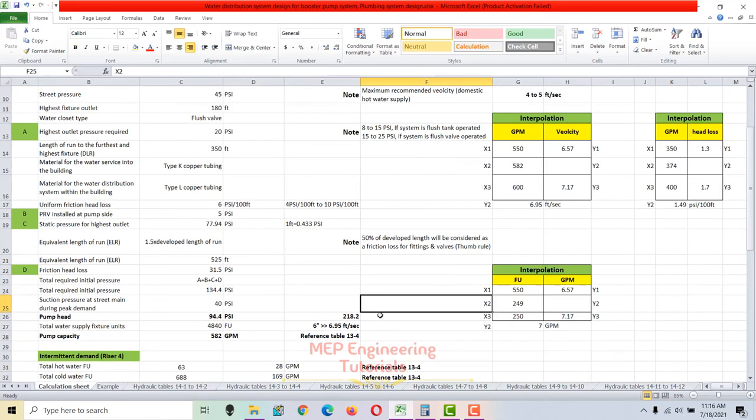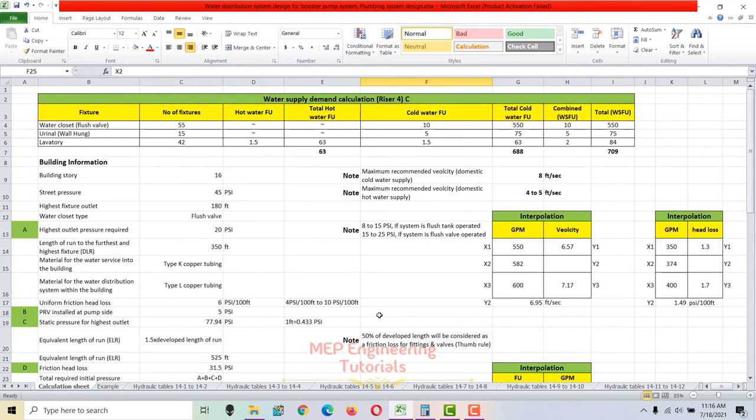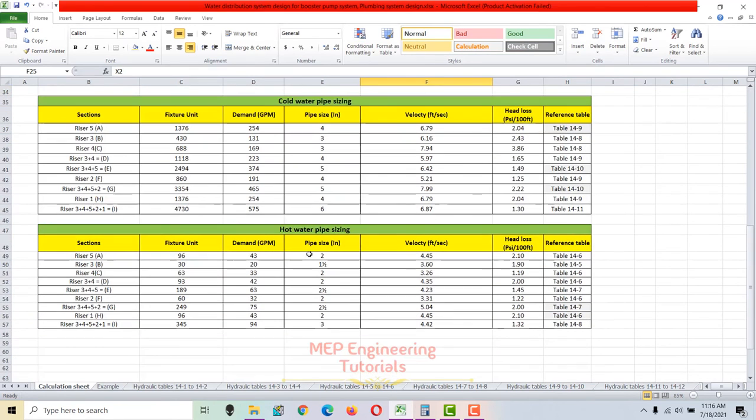So this is how you can design your water supply system using a booster pump as a source of supply.